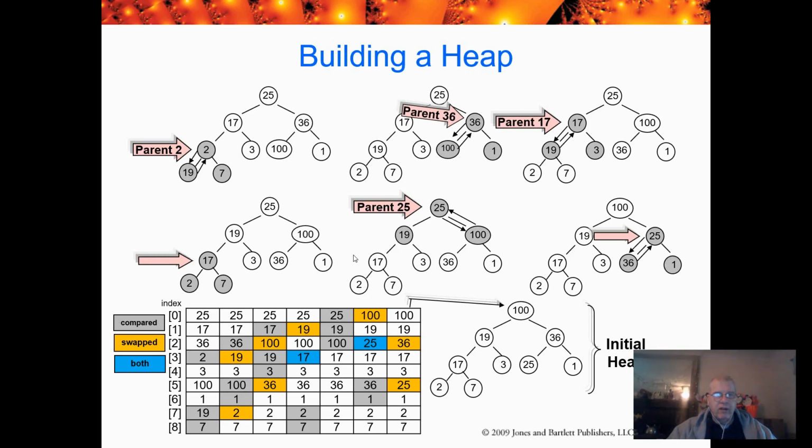And then we go to 36, and we compare 36, 101. We swap 136, that's the gold. And then we can go to the next element, which is 17, 19, and 3. And in this case, we compare and swap both. That's why it's blue. We swap 19 and 17.